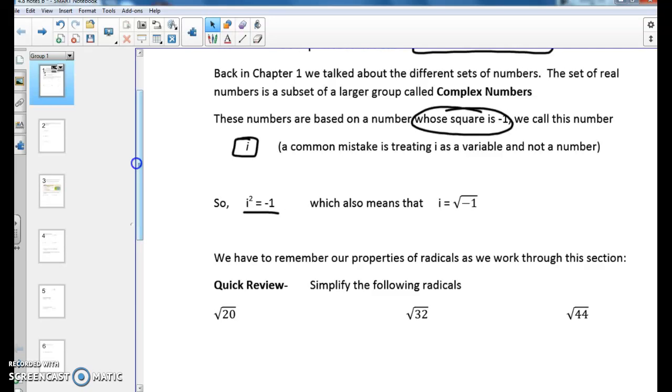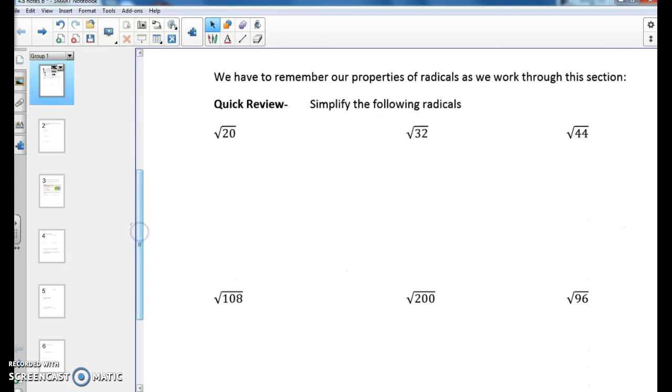Okay, we're going to have to take a second and wrap your minds around that. I know it's a little different. That also means if i squared is -1, then i itself is equal to the square root of -1. And these are some things that are going to play into what we do going forward. But we have to remember first some of our properties of radicals as we work through this section.